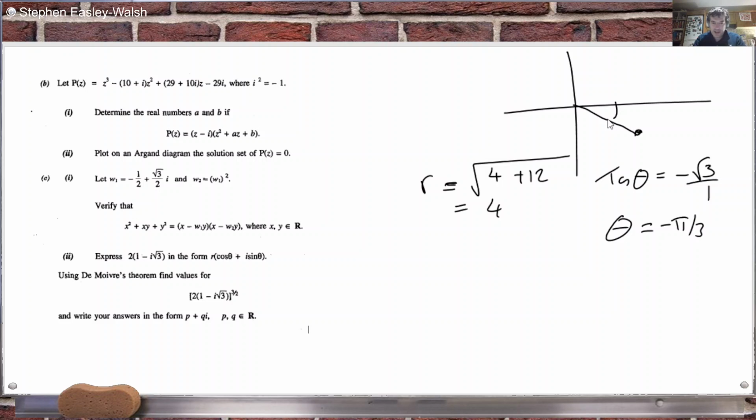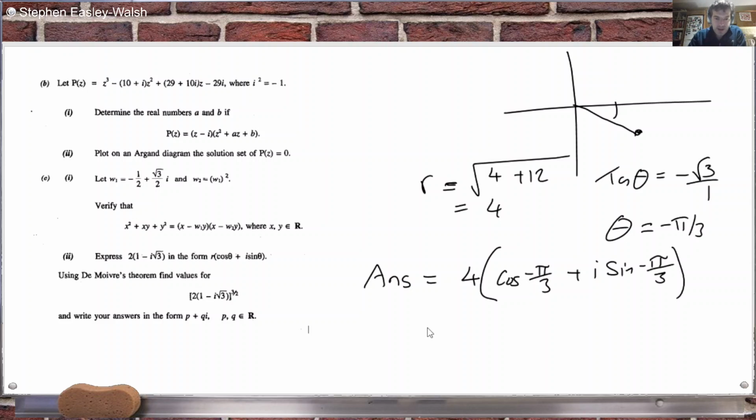I can check the answer. So the answer is 4 bracket cos minus pi over 3 plus i sine minus pi over 3. 4 cos minus pi over 3 is 2. And then if I change the cos to a sine, I should get minus 2 root 3. And I do. So I've written that in polar form.